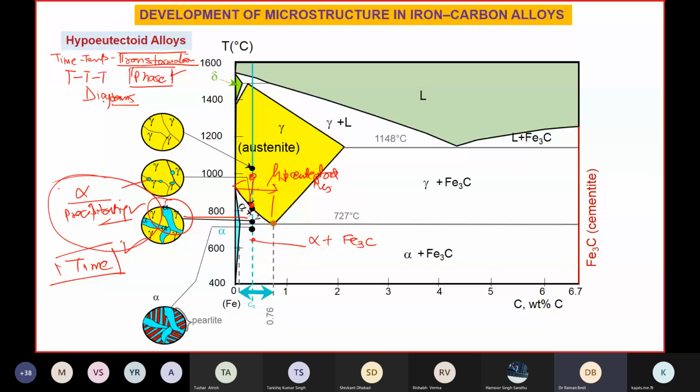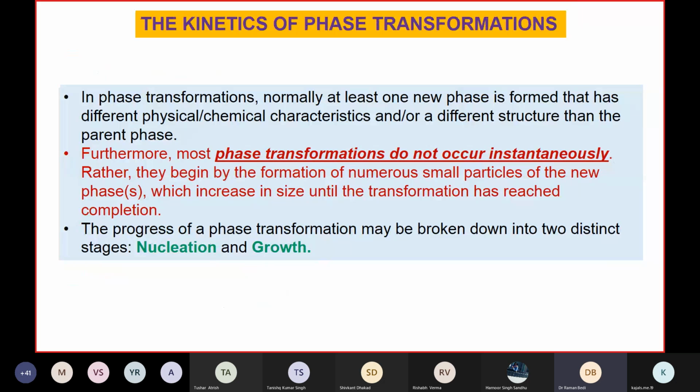We will try to understand clearly the concept of this TTT diagram and what this phase transformation phenomenon means to us. One thing is clear, that a change of phase is termed phase transformation. So a single phase may go into 2 phases, like gamma goes into alpha plus gamma, or those 2 phases further go into another 2 phases, that is alpha plus cementite. Let us see how we move forward in this understanding.